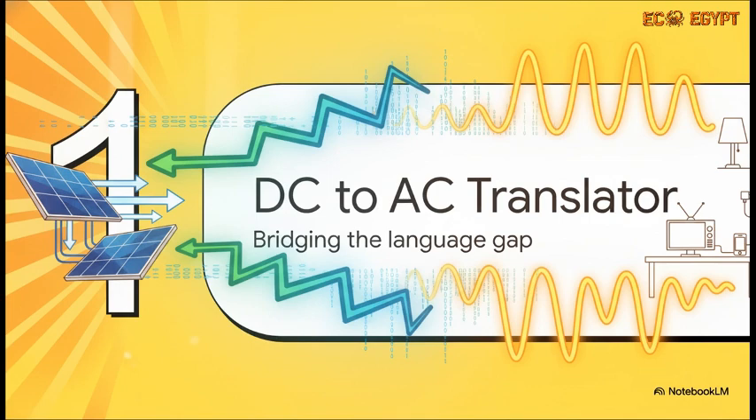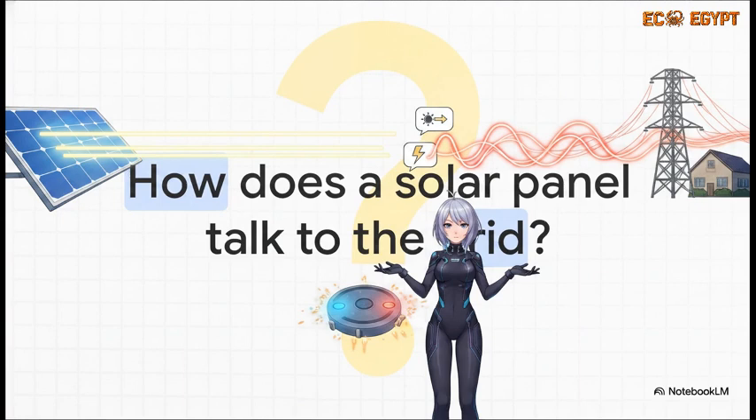Section 1. The DC to AC translator. Bridging the electrical language gap. So, you might be wondering, how does a solar panel actually talk to the electrical grid? Because that is the fundamental problem right there. Solar panels and the grid speak completely different electrical languages.